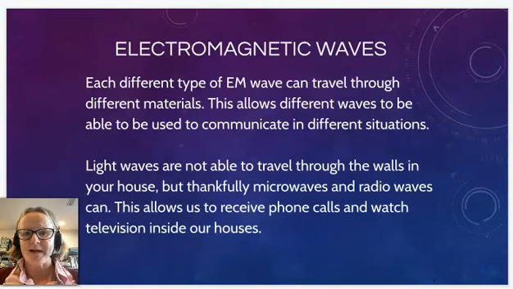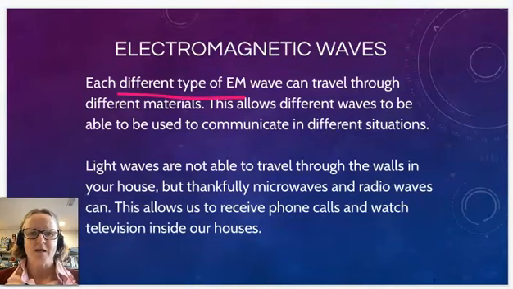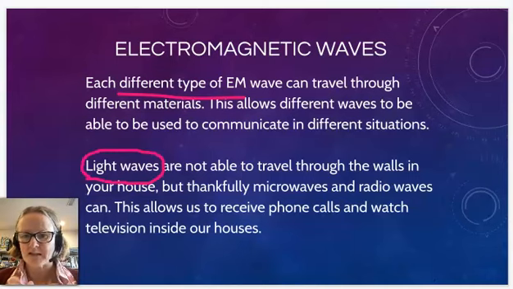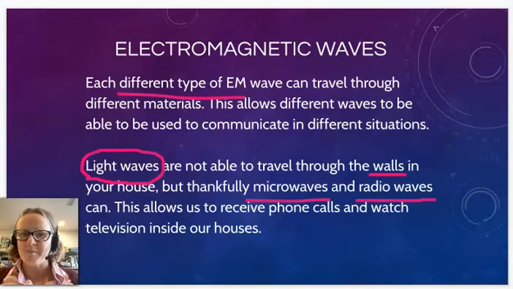So when we think about electromagnetic waves and communication, we can pick a different type of wave depending on what we want to communicate. And we need to think about the different situations we're in because, for example, you don't want to use light waves to communicate if there's a wall in the way, because light doesn't travel through walls. But you might use microwaves or radio waves if you're inside your house, because they do travel through the walls. So you need to have a think about what situation you're in, and which electromagnetic wave you might choose to communicate with.